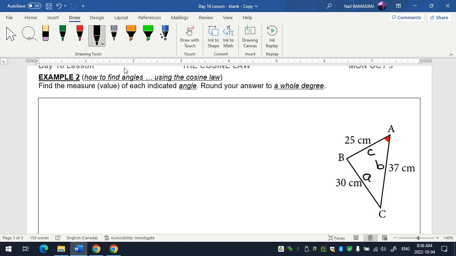So why do we have to use the cosine law anyway? Because we only know the three sides. But how am I still going to use the cosine law? Yesterday we used the cosine law to find the sides. Here I have the sides, but I need to find the angles. Which angle do they want you to find?